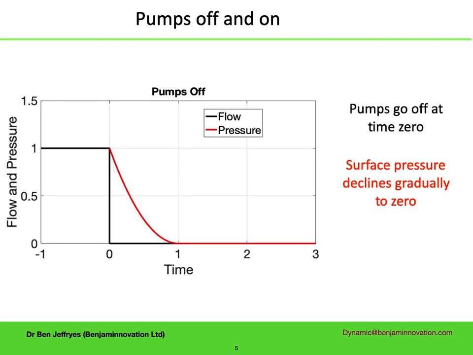Though the surface flow stops, the surface pressure does not immediately drop to 0. Instead, it goes down in a curve over a finite time, which here is again normalized to 1. In one well, with 4-inch pipe, water-based mud, 10,000 feet long, the time was about 33 seconds.